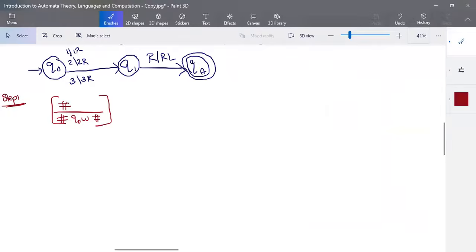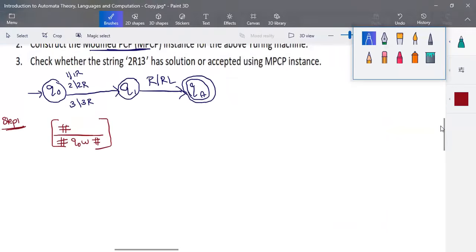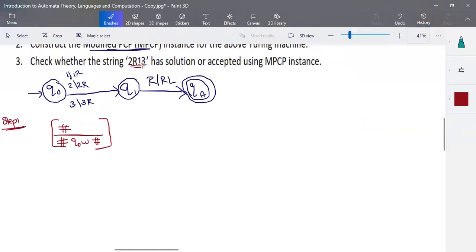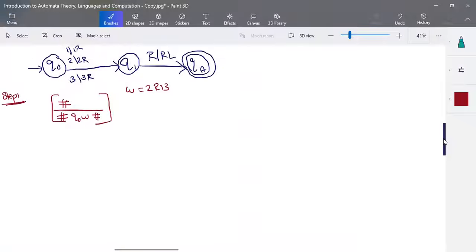So in the given problem, check step 3. Check whether the string, this is the input string that needs to be checked, your W is 2R13, has a solution or acceptance using MPCP. So we have to verify whether this 2R13 has a possible solution or not. Okay, so this is my input.